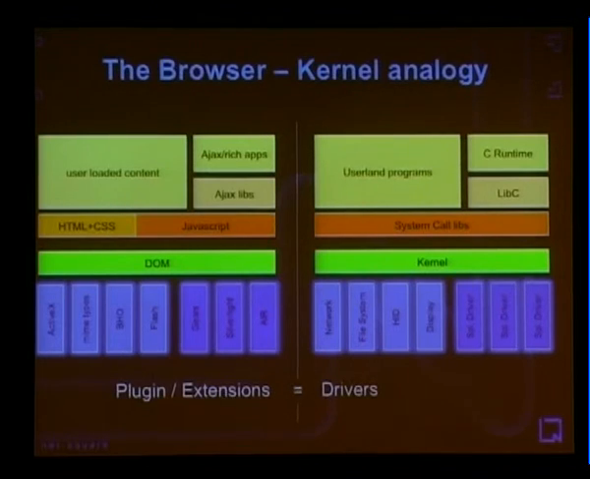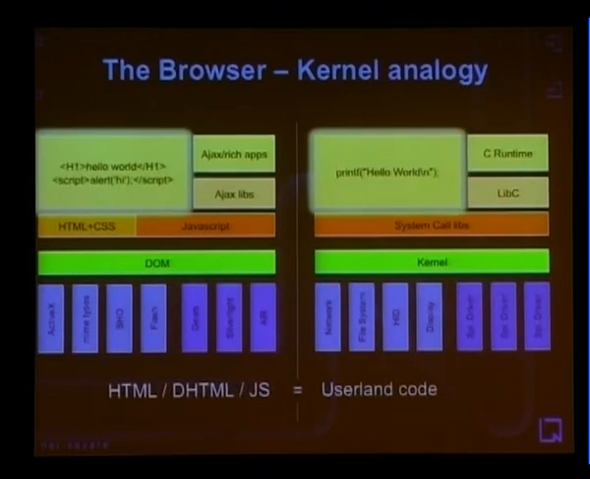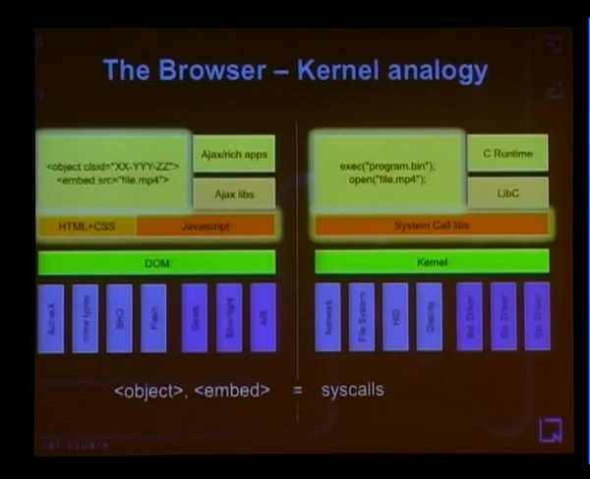Now, what happens on a desktop if you exploit a driver? What do you get? You get control of the entire kernel. So what happens when you exploit a plugin on a browser? You get control of the entire browser. That's what happens. And on the user land layer, you have user-loaded code. The user-loaded code can access the kernel layer via system calls. And in the browser land, you have what I call the equivalent of browser layer system calls as these tags. You have the object tag, you have the embed tag, and things like these.